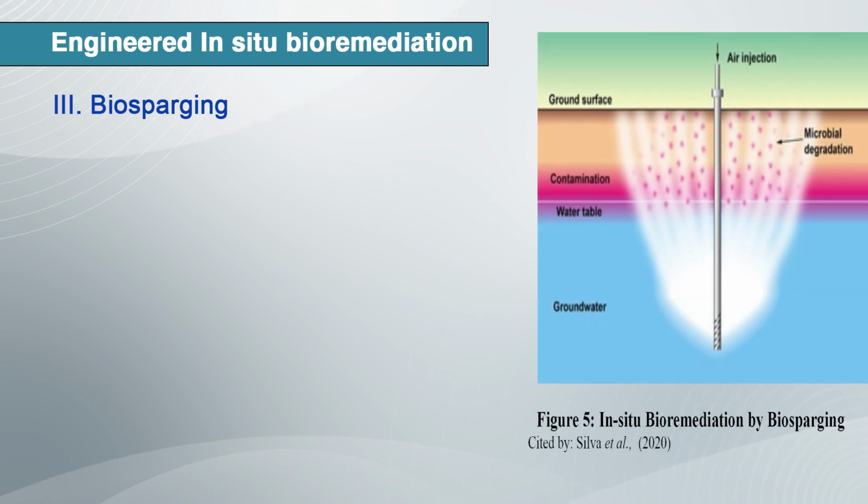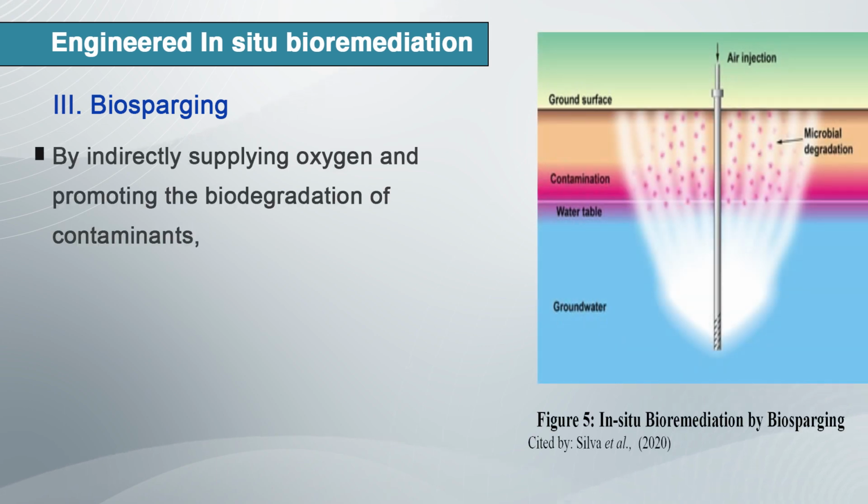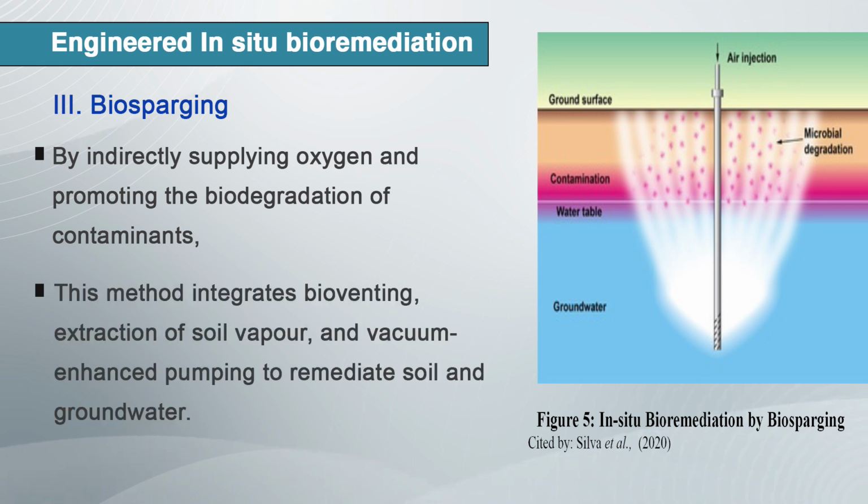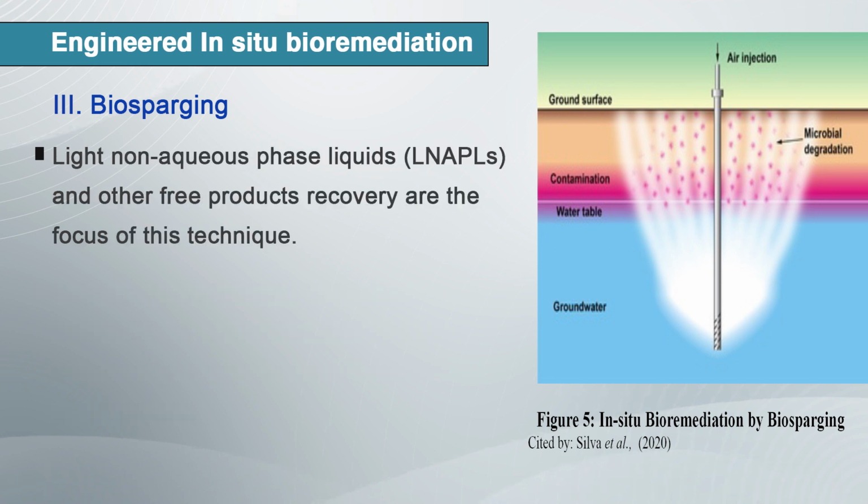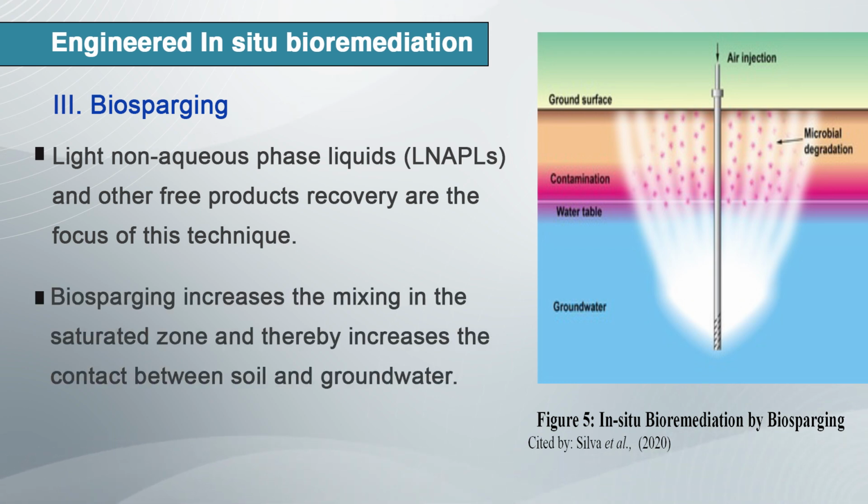Next one is biosparging. By indirectly supplying oxygen and promoting the bioremediation of contaminants, this method integrates bioventing, extraction of soil vapor and vacuum enhanced pumping to remediate soil and groundwater. Light non-aqueous phase liquids, LNAPLs, and other free product recovery are the focus of this technique, which also addresses capillary, unsaturated and saturated zones.